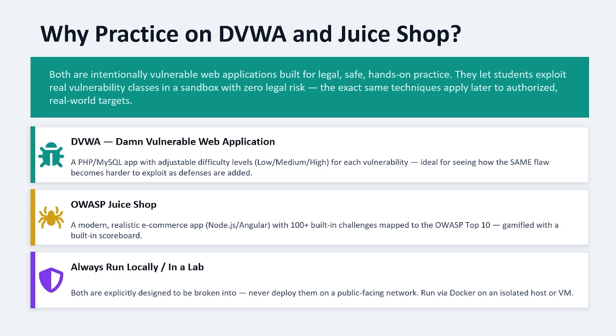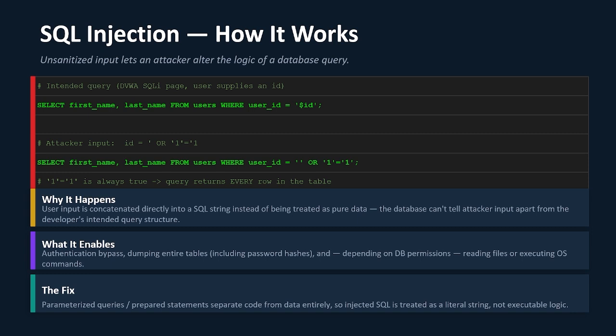There's OWASP Juice Shop, which is a modern, realistic e-commerce shop written in Node.js and Angular, and there's a lot of built-in challenges mapped to the OWASP Top 10. It has a built-in scoreboard, it's gamified, it's actually quite a lot of fun. And then you can run these locally in a lab. Like I said, Metasploitable 2 has DVWA running on it, so we'll be testing the SQL injection against that particular virtual machine. So, SQL injection, how does it work?